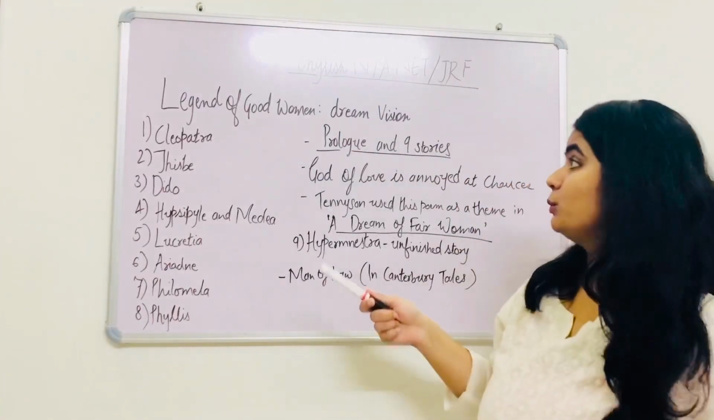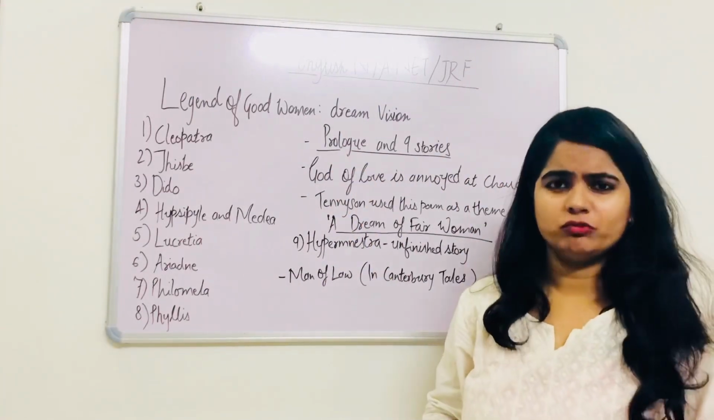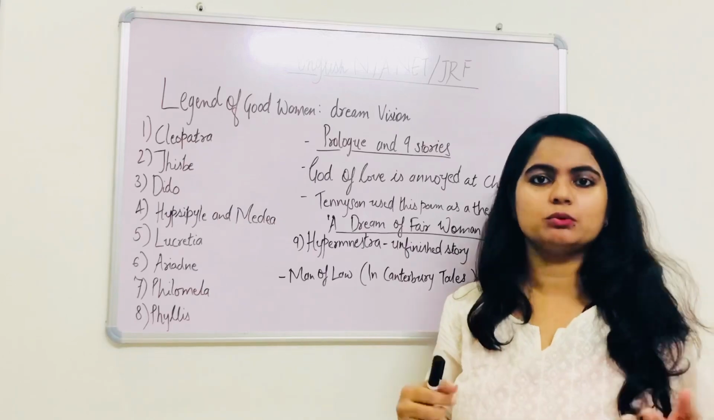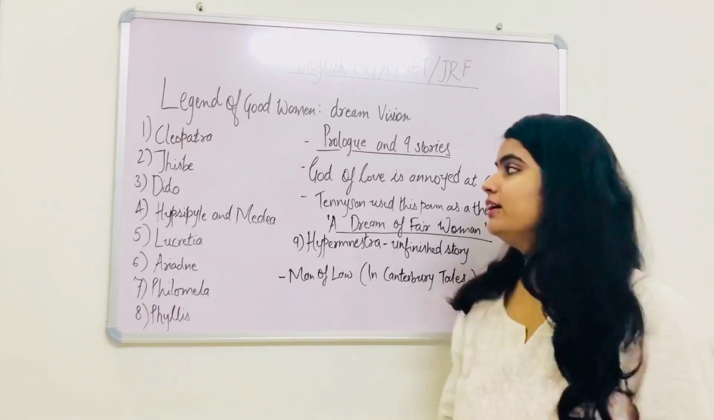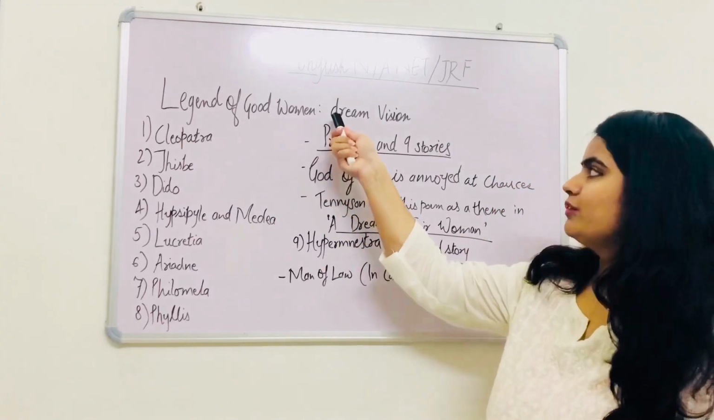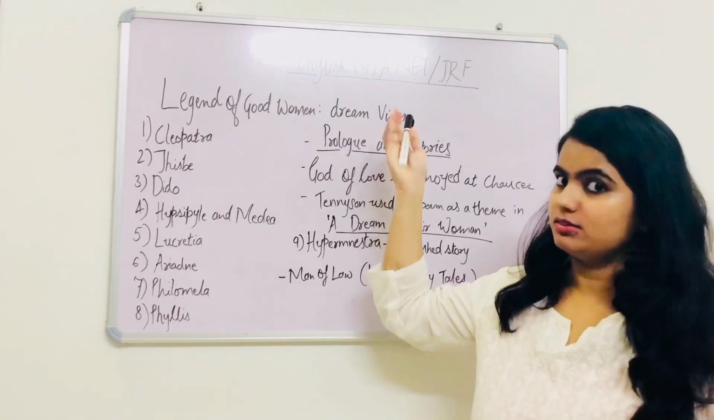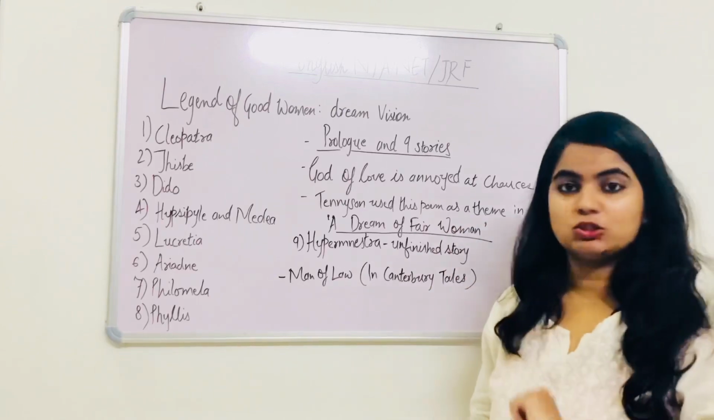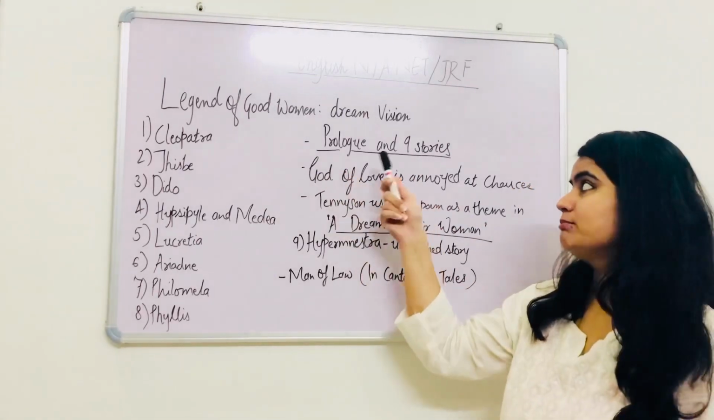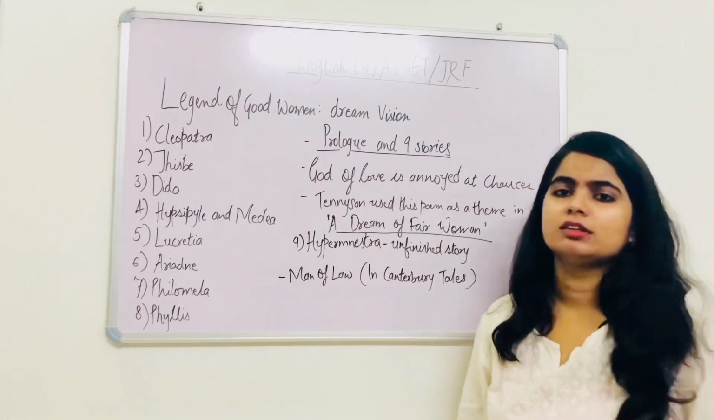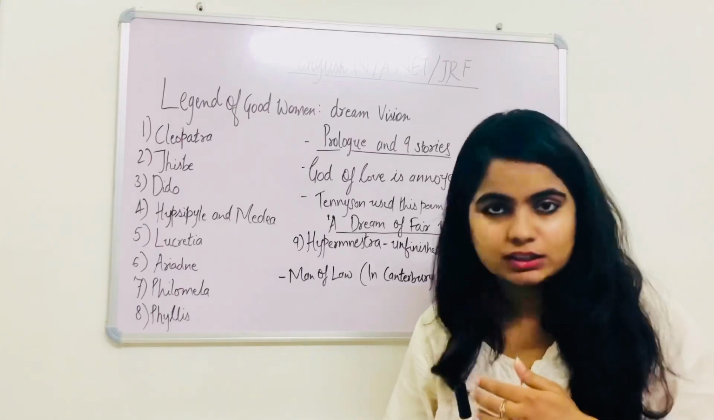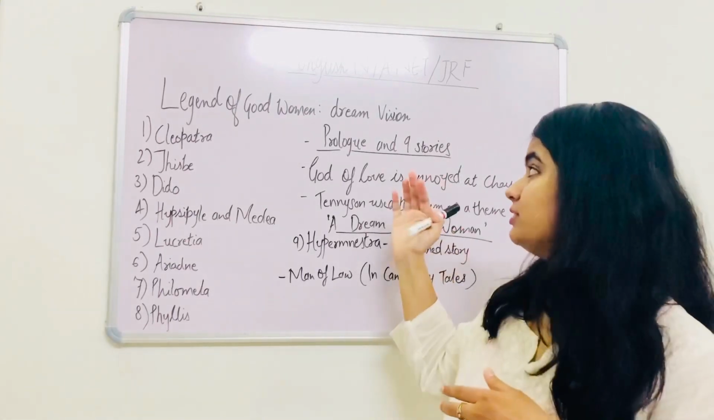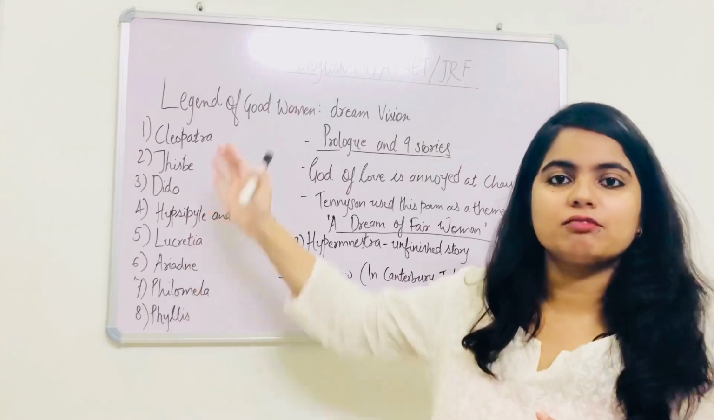So the next major work is Legend of Good Women. What do you mean by legend? Legend is a story, the famous heroic story, right? So the Legend of Good Women is again a dream vision, because this is a major important literary genre used by Chaucer, and it has a prologue and 9 stories. The prologue is an introduction of the poem, and there are the 9 stories by these 9 women.